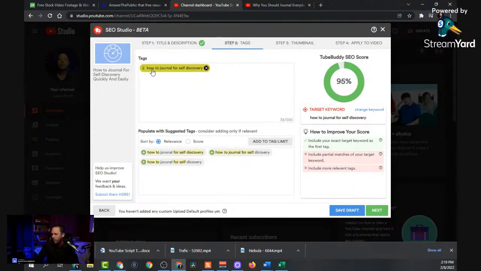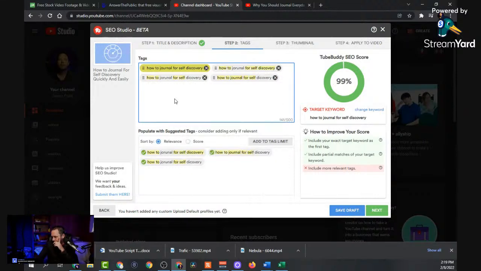Now, it automatically will put my keyword phrase as the first tag. Then I have my tag list. These are misspellings, so I can do those. And then I have a tag list. How do I bring in my tag limit?